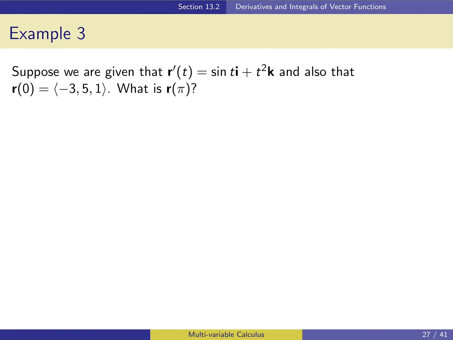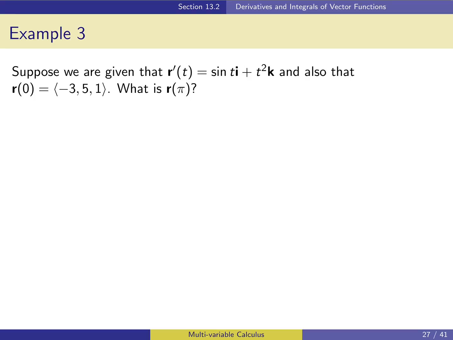So let's solve a problem using an antiderivative here. Suppose that we're given that the derivative of a function, r prime of t, is equal to sine of t i plus t squared k. So this is probably a space curve. Suppose that we're also given the value of the vector function when t equals 0. It's negative 3, 5, 1. What's the value of the function when t is equal to pi?